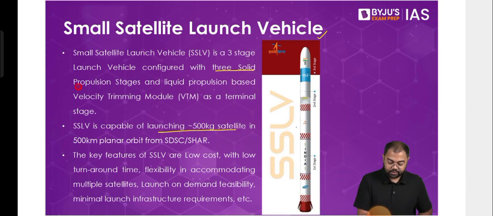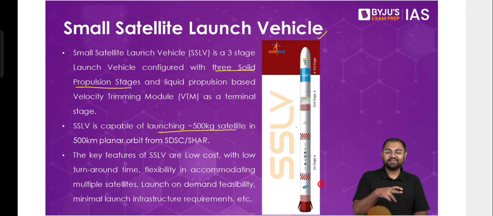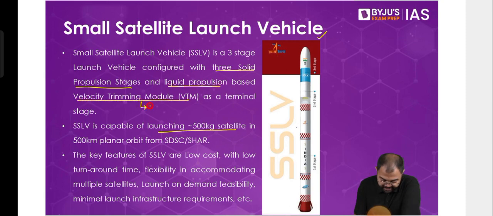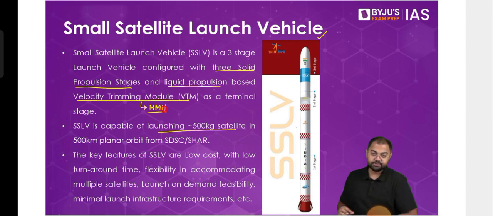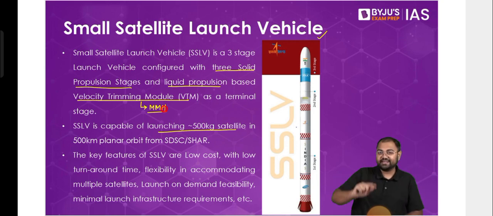So it is a 3-stage solid propulsion stage. Just remember that all the 3 stages that we have are all solid. But then I just told you that the last stage should not be solid. That's why there is something called the velocity trimming module. This velocity trimming module is a liquid propulsion system based on MMH, or monomethyl hydrazine. So although it is a 3-stage launch vehicle, a small amount of liquid fuel is kept with the satellite, so that ultimately you can place the satellite into the given orbit.